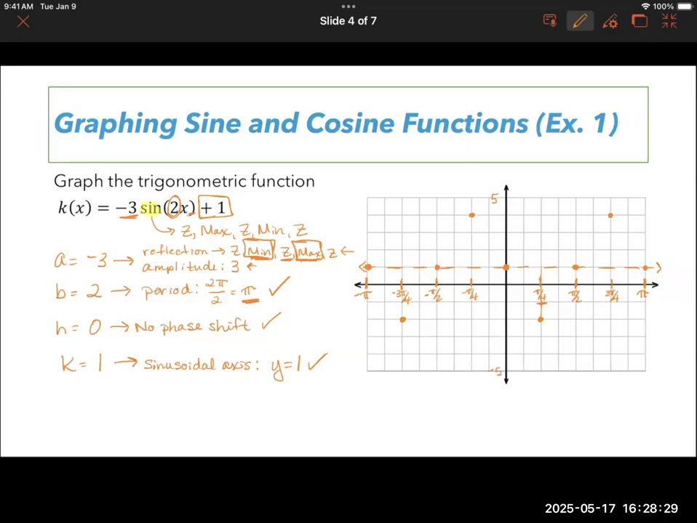And now that you have those points in, you're going to connect those points with a nice smooth curve. These are not pointy straight lines through these. These are curves. And your graph should look something like that.